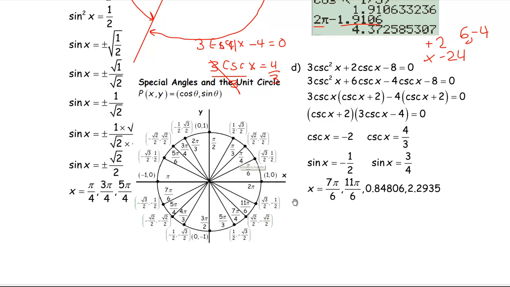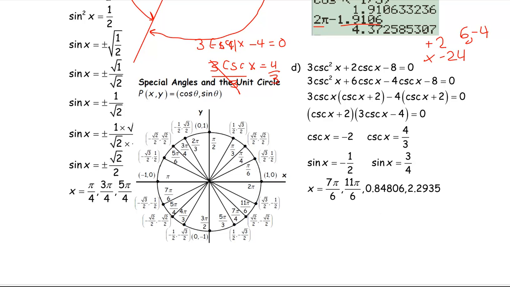Where's sine negative 1/2? Actually, sine is positive in these two quadrants, so you'd have to look down here. Sine is negative 1/2 here, which is the 7 pi over 6 angle, and also over here at the 11 pi over 6. So that's why 7 pi over 6 and 11 pi over 6 are the two exact solutions. And then, where's sine positive 3/4? Again, sine is positive in these two.